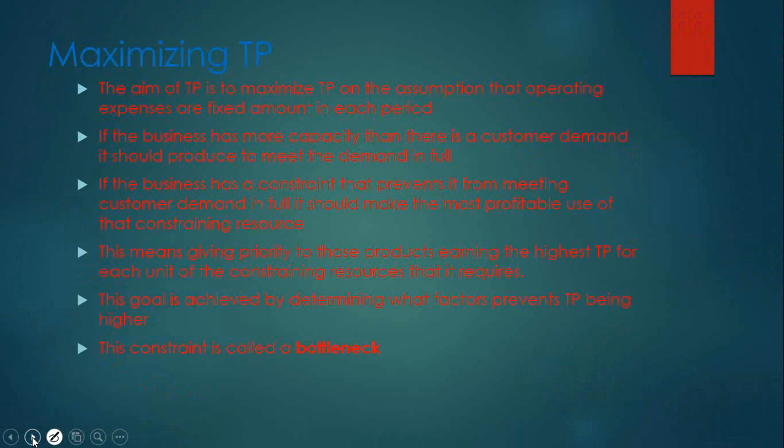Right? If the business has more capacity than there's a customer demand, it should produce to meet the demand in full. So, the market demand is 1,000. And if you have a capacity to meet the 1,000 units, you must produce it. Because every time when you produce and sell, you go and add to the TP.